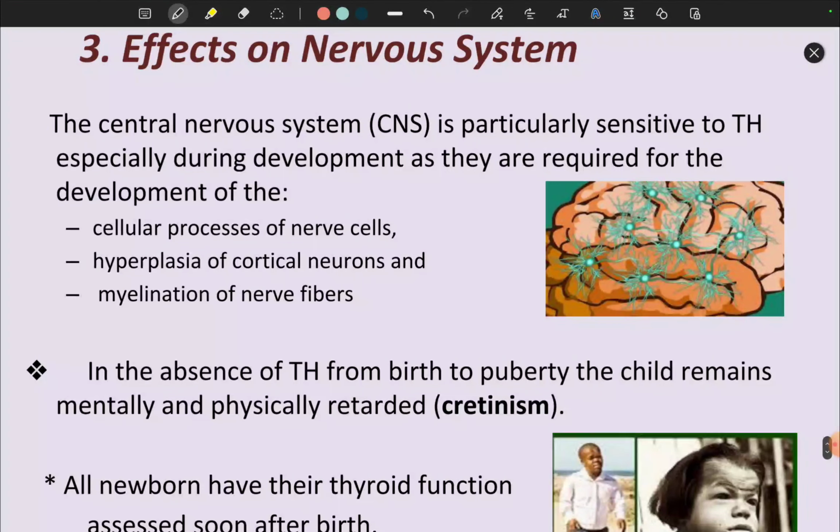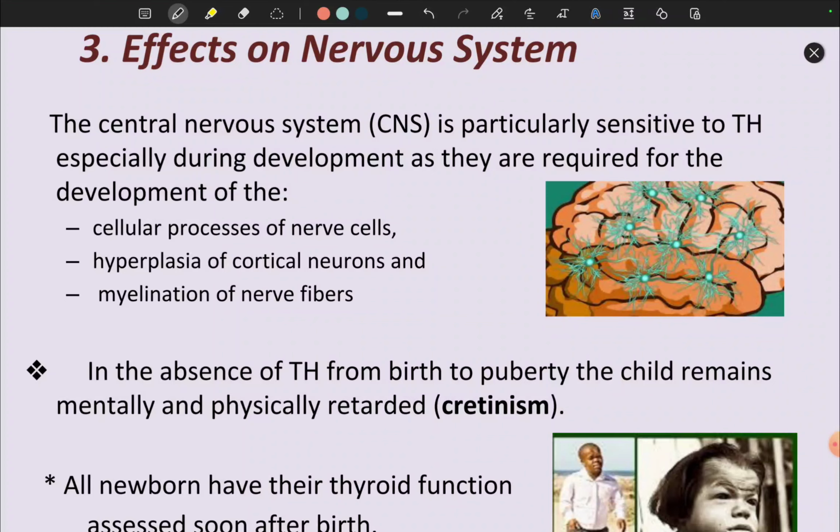What happens to the nervous system and neurons? Why do we say that if there is thyroid hormone deficiency from childhood, there will be mental retardation? Because during childhood there is brain development, synapse production, and myelination. Myelination depends on thyroid hormone.